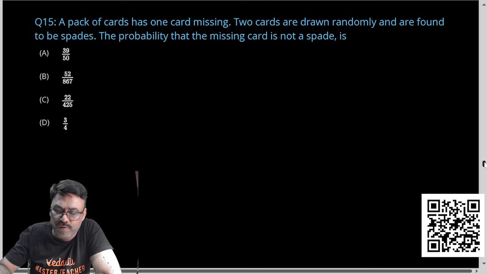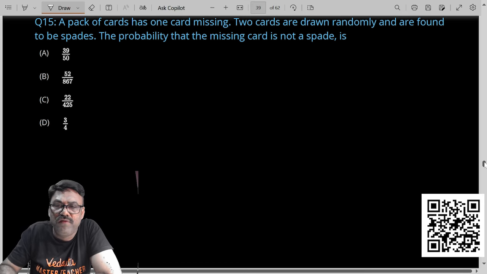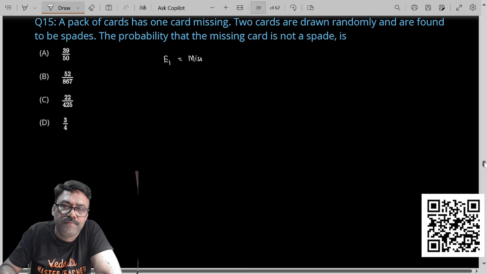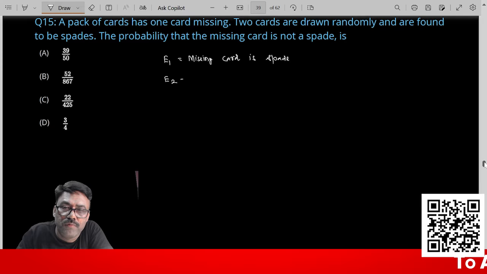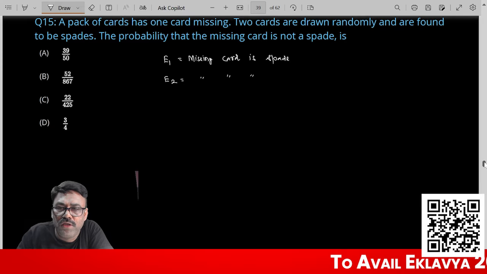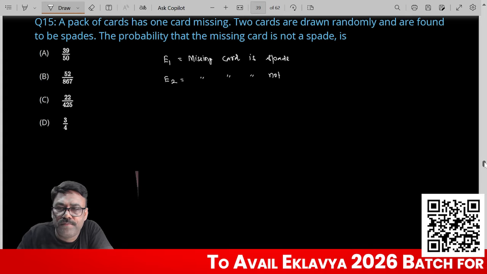So, we have two possibilities here. The missing card is a spade, or the missing card is not a spade. So let's say E1 is the event that the missing card is a spade, and E2 is the event that the missing card is not a spade.